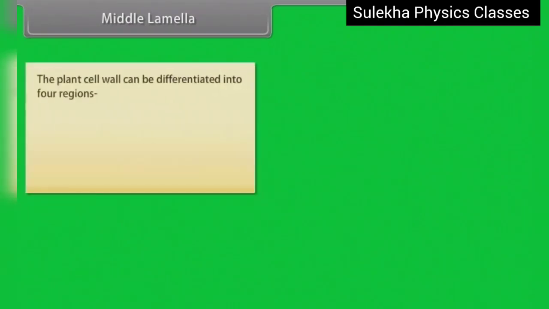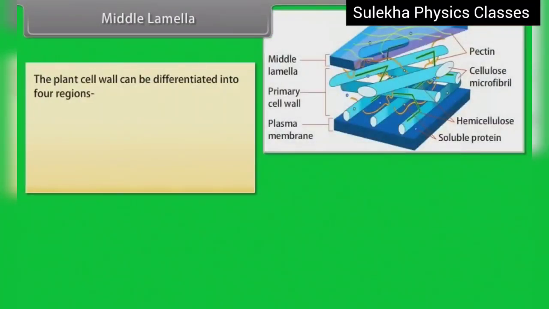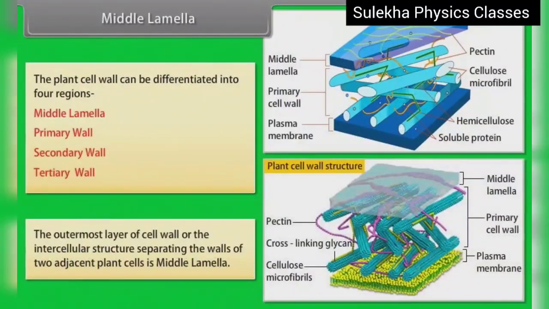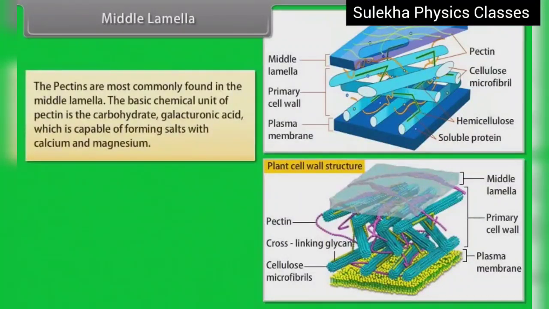Middle lamella. The plant cell wall can be differentiated into 4 regions: middle lamella, primary wall, secondary wall, tertiary wall. The outermost layer of cell wall, or the intercellular structure separating the walls of two adjacent plant cells, is middle lamella. The pectins are most commonly found in the middle lamella.